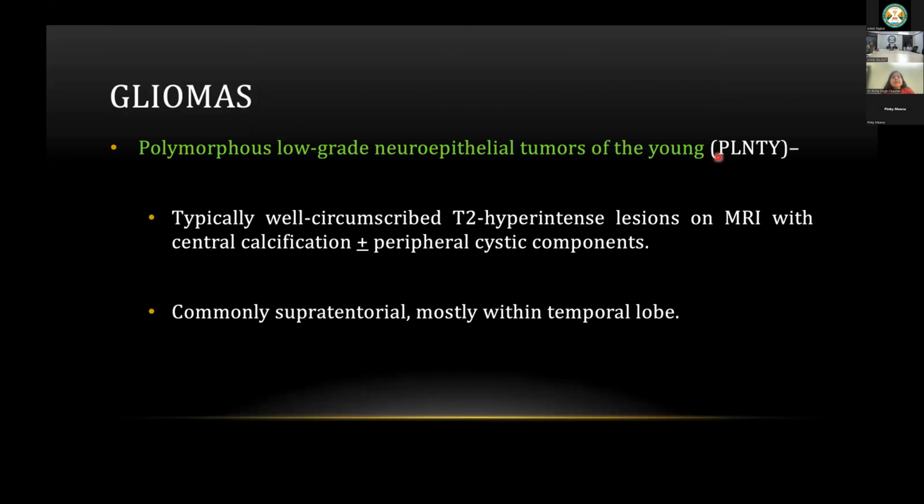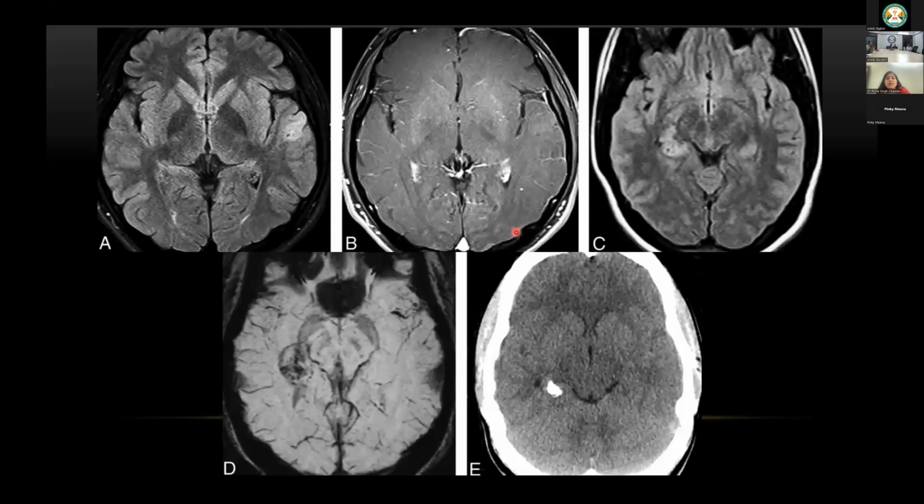Now, this is a new tumor entity in the classification of gliomas, polymorphous low-grade neuroepithelial tumor of the young. It's a very characteristic lesion, typically seen in the temporal lobe, and patients present with seizure. They are mostly young patients. The lesion is usually T2 FLAIR hyperintense, again a well-defined lesion, with no enhancement, because it's a low-grade lesion.